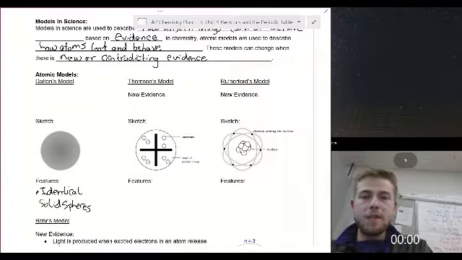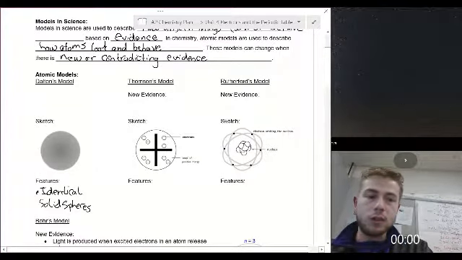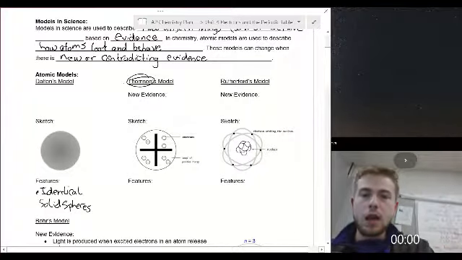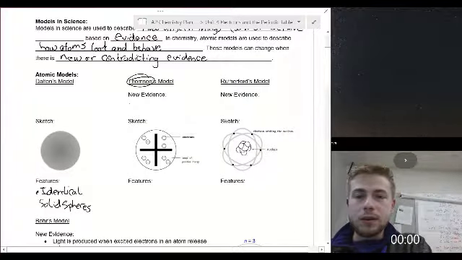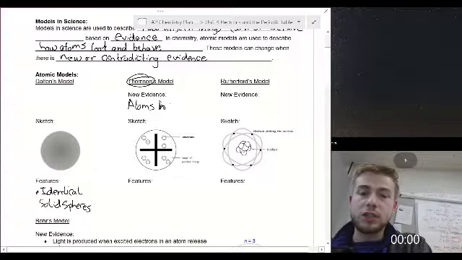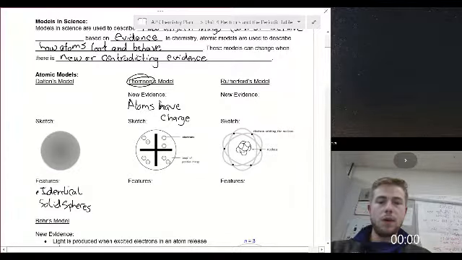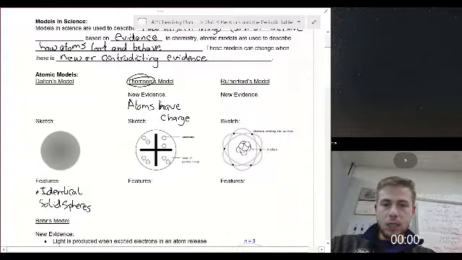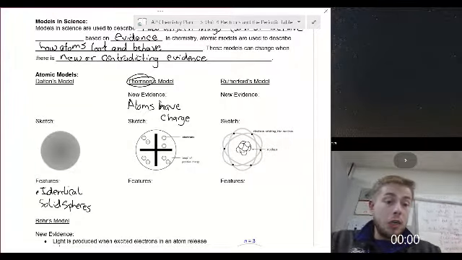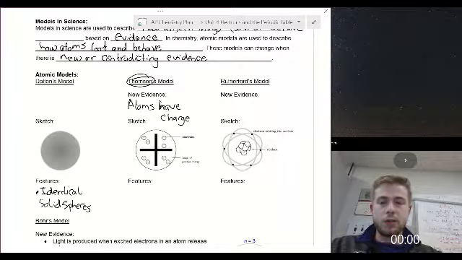And so the new evidence for our new model, which is Thomson's model, was that atoms have charge, or charges. They can be charged. Okay. So atoms have charge. And that led the way to a new model of the atom that accounted for those charges.